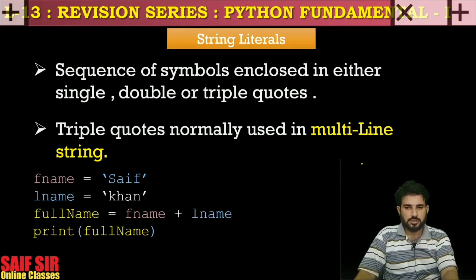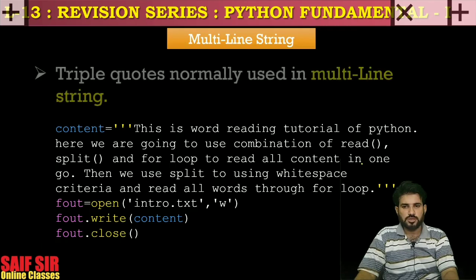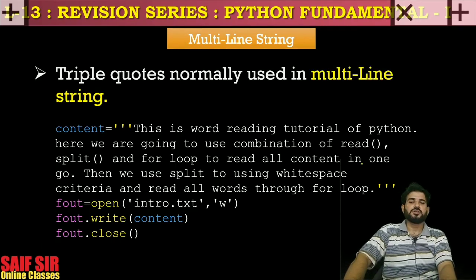A single quoted or double quoted string is a single line string, and if you are adding it, it will give you the answer. So that is a single line string. Now what is a multi-line string? A multi-line string is enclosed in triple quotes.